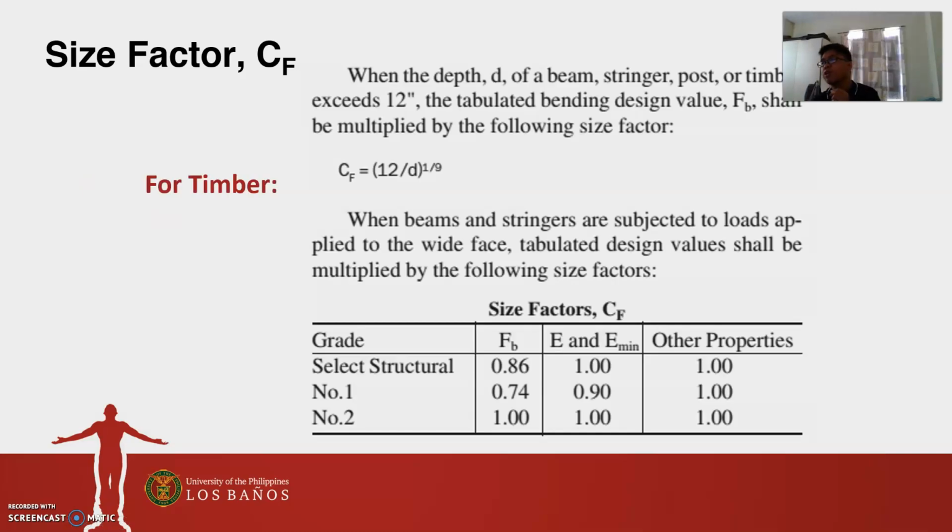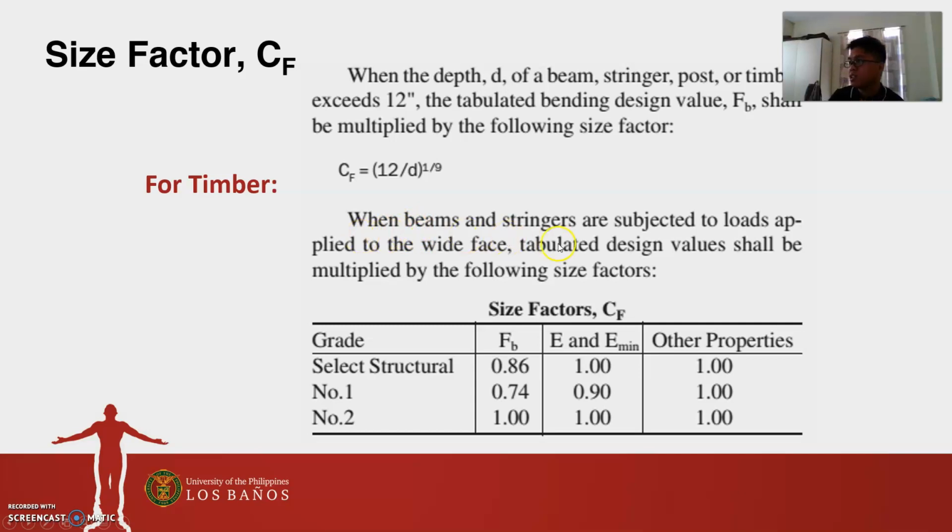For timber, when the depth d of a beam, stringer, post, or timber exceeds 12 inches, then the tabulated reference design value Fb shall be multiplied by CF equals (12/d) to the 1/9. Please use the exact dimension, not the nominal dimension.